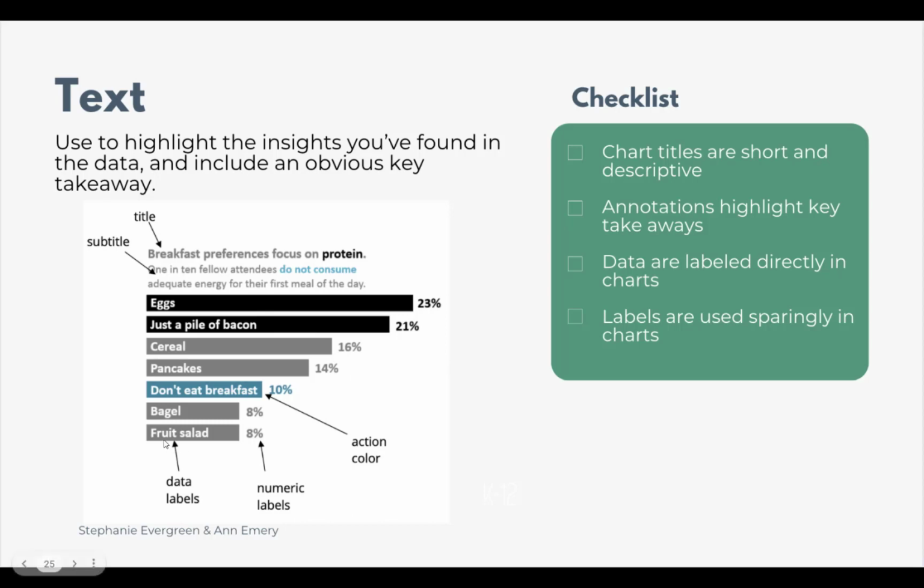On the visual itself, we have our data labels, so which percentage of folks are eating different things for breakfast. And we also have numeric labels. And then that differentiated coloring for eggs and bacon, for protein, and then do not consume, don't eat breakfast, in blue. So when we create titles, we want to make sure they're short and descriptive, and any annotations highlight key takeaways. So if you're going to look at this graph, what's the elevator speech that you're getting from it? We want to make sure data are labeled directly in charts, but labels are used sparingly, so they're not taking over and minimizing the data display.